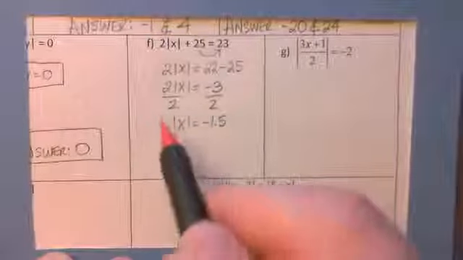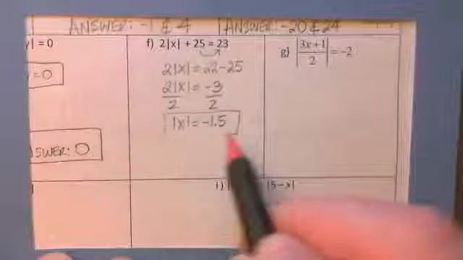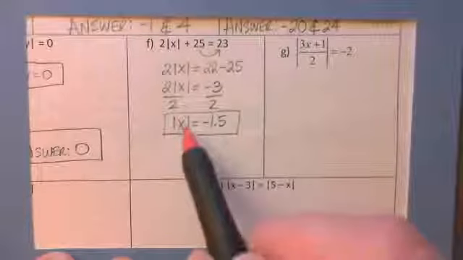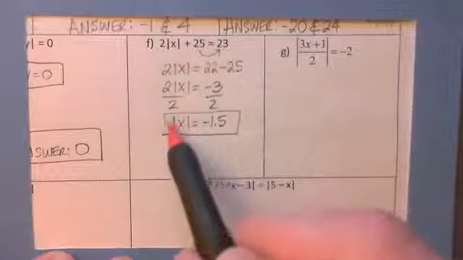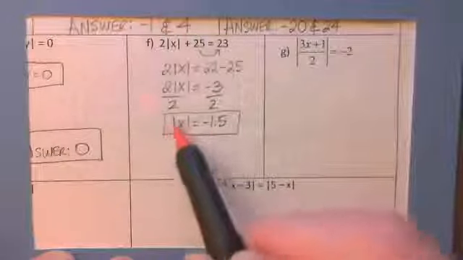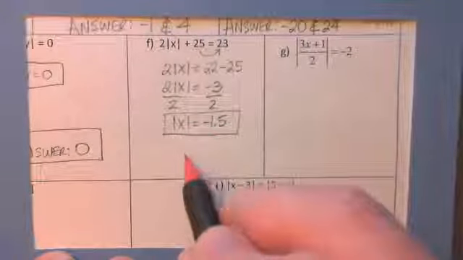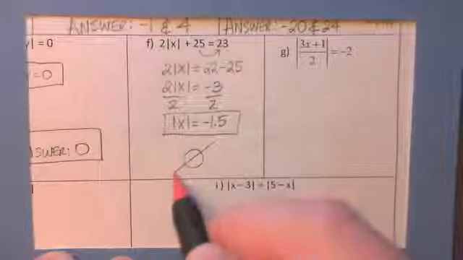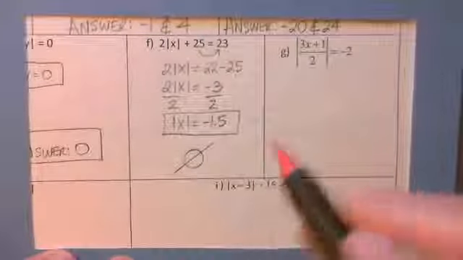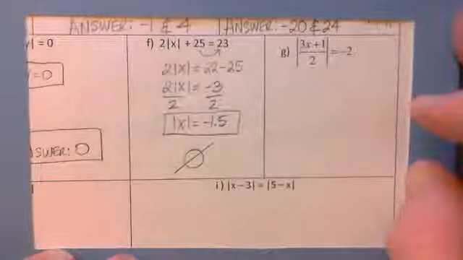Now, when we look at this, remember, anything inside the absolute value becomes positive. So in other words, we're saying that this side here is going to equal a negative number. Now that's impossible. So what do we do? We write no solution, because this absolute value equation is impossible.